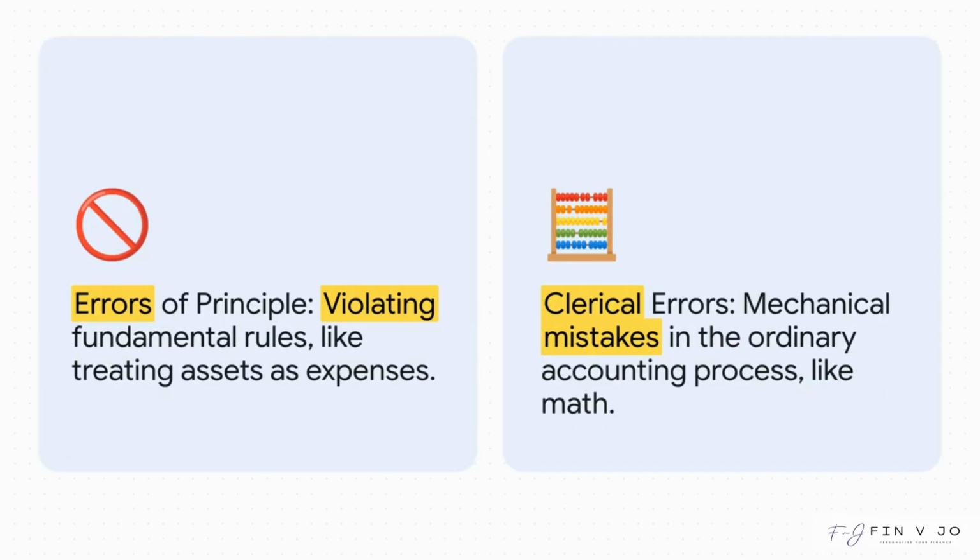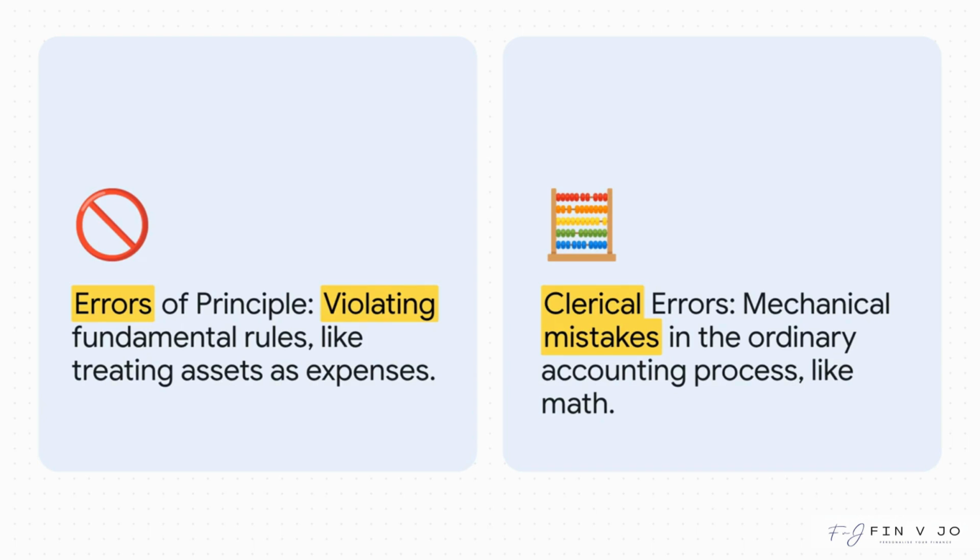Moving right along to Section 2, Principal versus Clerical Mistakes. Now here's an absolute exam pro tip for you. All of these accounting mistakes can generally be divided into 2 primary buckets, which makes them way easier to memorize. First, we have errors of principle. These are conceptual misunderstandings. For instance, treating the purchase of a fixed asset, say a brand new typewriter or computer, as an ordinary office expense. You recorded it, sure, but you completely violated a fundamental accounting rule.